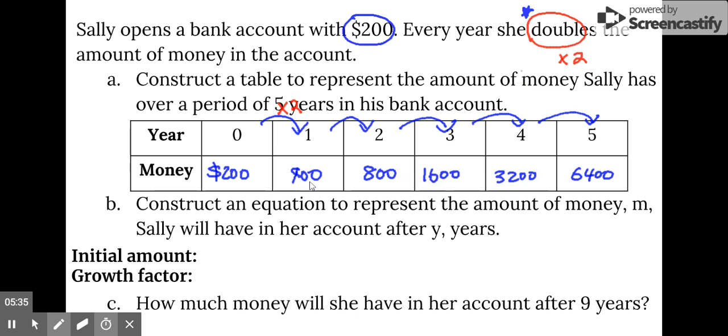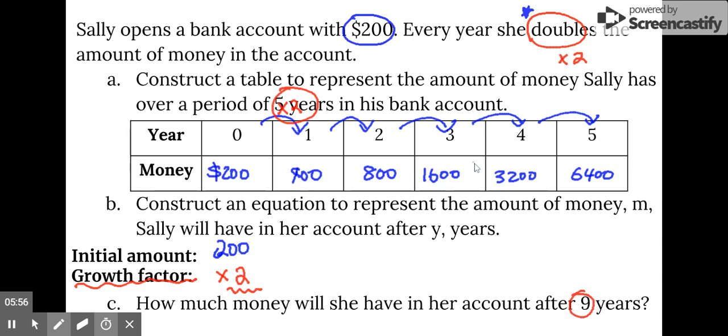All right. So what's the initial amount? Initial amount, $200. So I'm going to put 200. And what's the growth factor? What's the number that you keep multiplying here? It's doubled, which means 2. So growth factor is going to be 2. And how much money will she have in her account after 9 years?